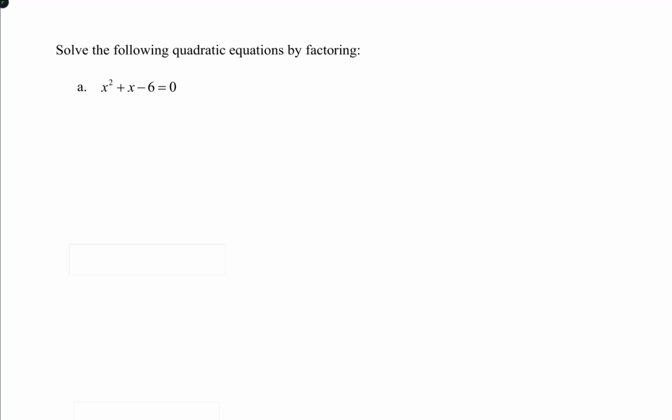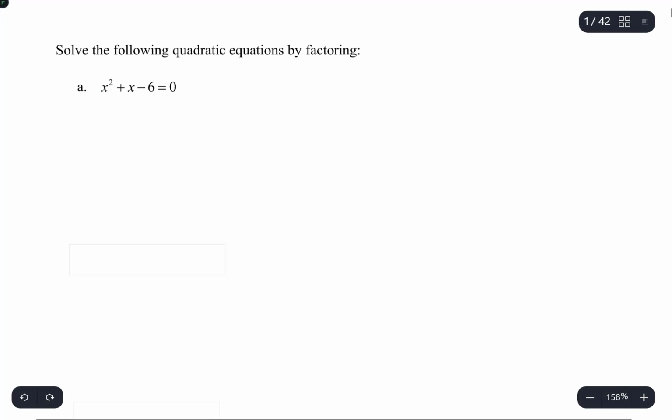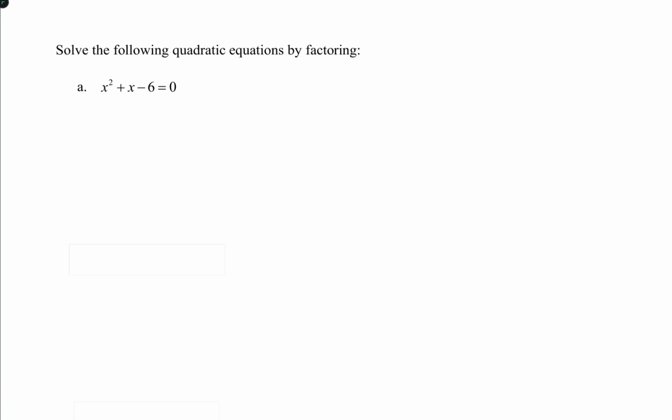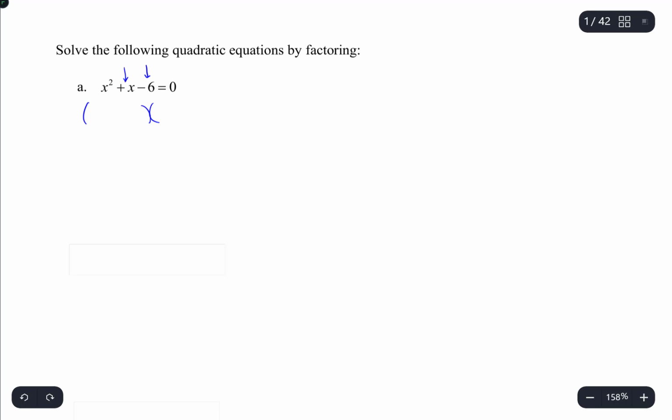The reason that this is the easiest case is because this leading term coefficient, so the coefficient on the x squared term, is equal to 1. When that's the case, all you have to do is find two numbers that add up to this middle term and multiply to this constant term. So two numbers that multiply to -6. We could use 1 and 6, but I think I'm going to try 3 and 2 first.